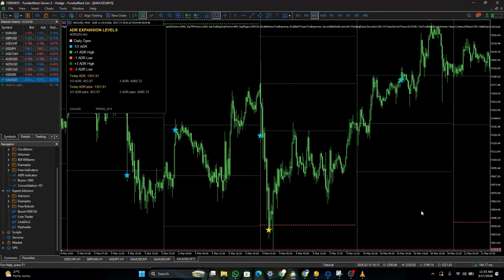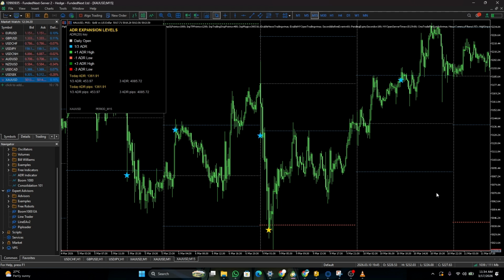Are you an ICT, SMC, PTMM, liquidity manipulation, expansion trader? You already know that one thing is difficult, and that is to predict where price is most likely to hit before it actually goes there. What if I told you I've made an indicator that helps you to know where exactly price could go to or could target to go to before the day actually completes?